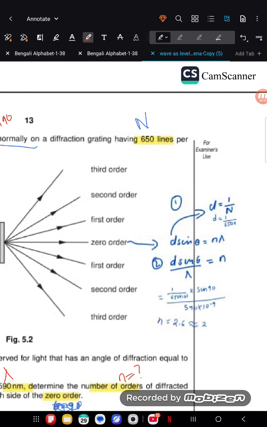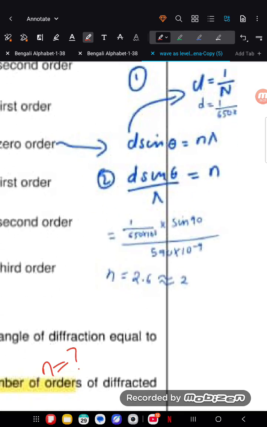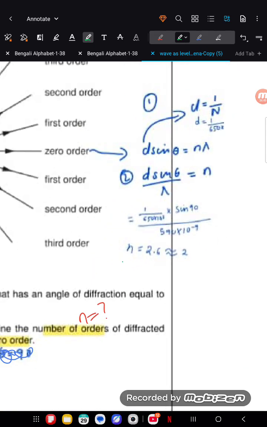After getting d, you will use the formula. Here I have used everything together. Okay, d sine theta by lambda. I took sine theta as 90. So for d I just wrote this, 1 by 650, changed into meter, because that was in millimeter. And the wavelength I wrote this. Then I got n as 2.6.